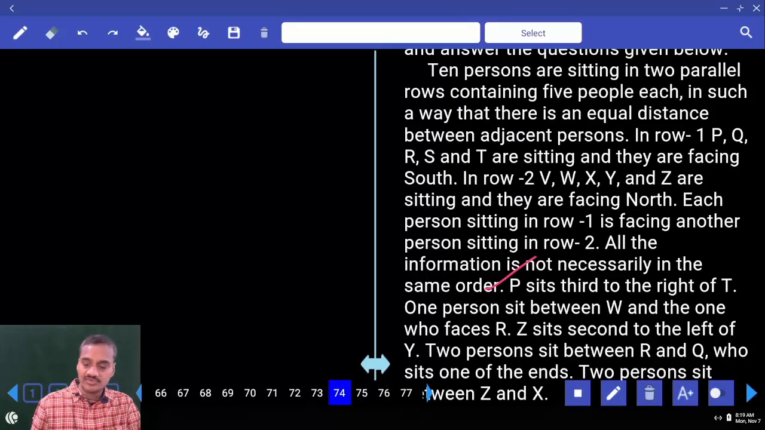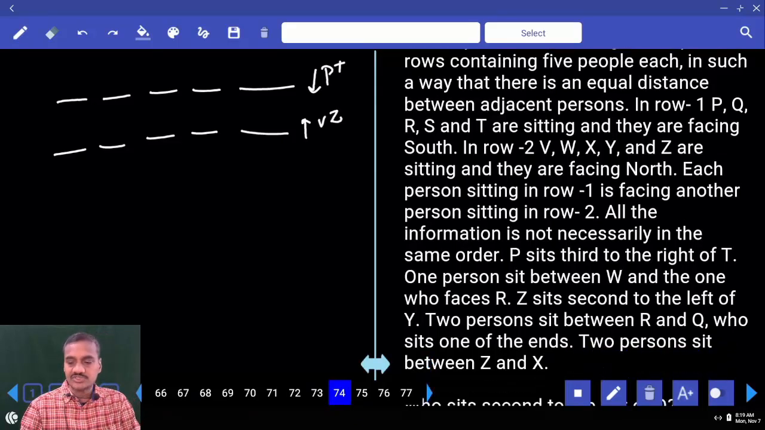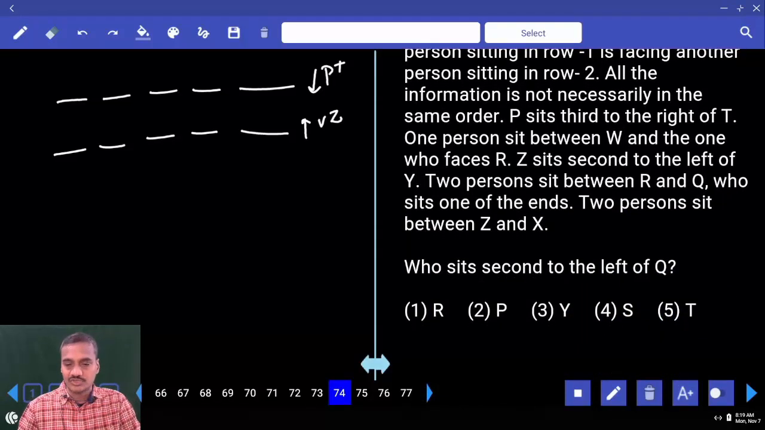Then 74 onwards, it is based on parallel rows. How many persons are there? 10 persons, 5 in each row. In row 1, P, Q, R, S, and T are facing towards south. In row 2, V, W, X, Y, Z are facing towards north. Each person in row 1 faces a person in the other row. P sits to the right of T; tell me how many possibilities we have. This is one such possibility.